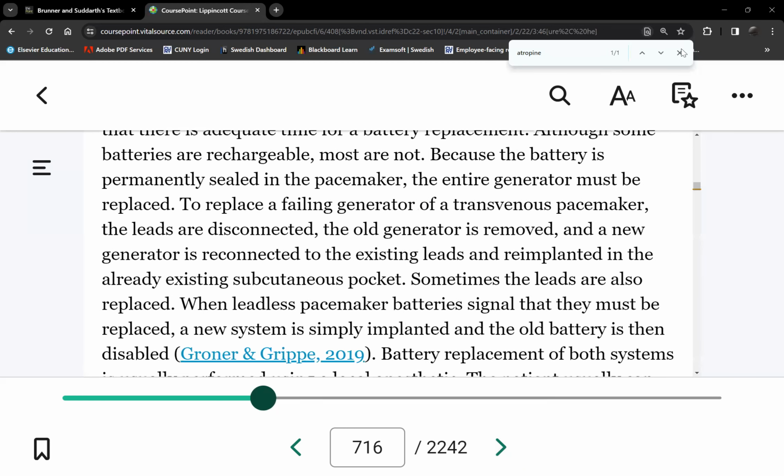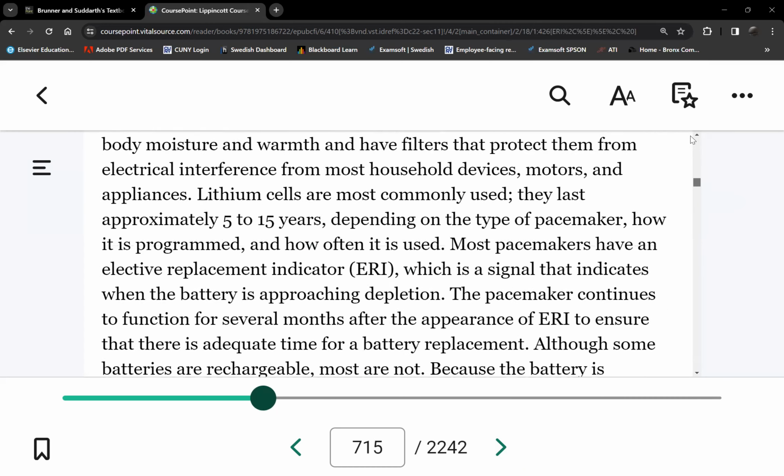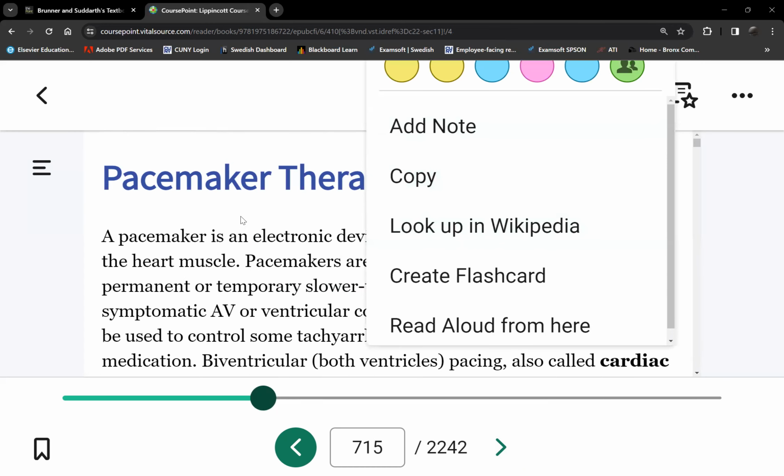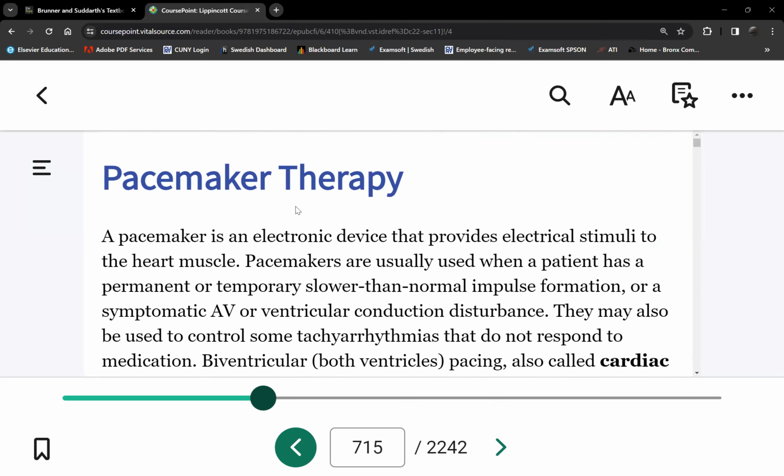Okay, here's pacemakers now. So pacemakers can be temporary or permanent. There are two types of temporary pacemakers.